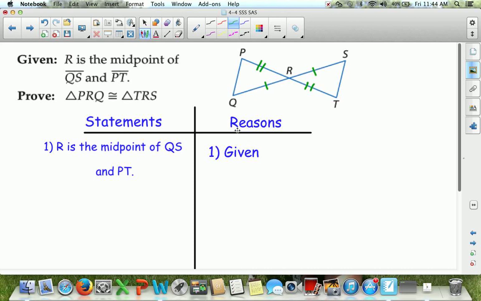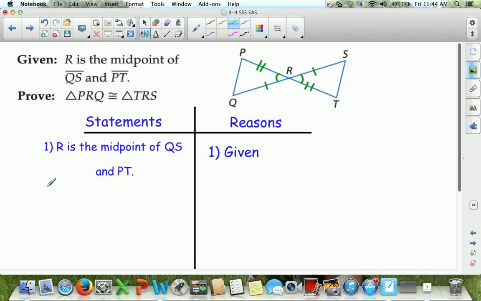So what else do we know? Well, it looks like I have my favorite angle here. I have some vertical angles. So now we can say we have a side, an angle, and a side. So let's go ahead and proceed this proof using side angle side.